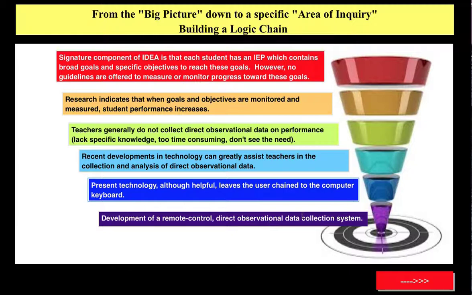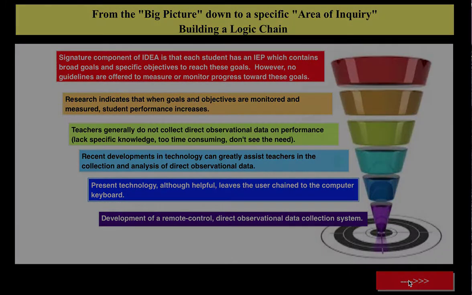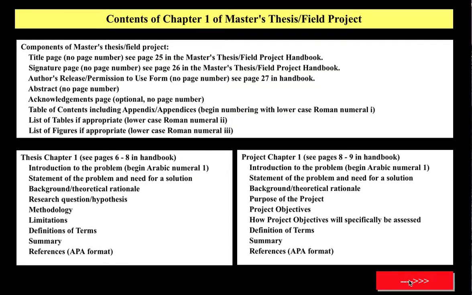So that's called the logic chain, and that's what you'll do with whatever your area of inquiry is. You'll come from the big picture all the way down logically to your specific area of inquiry. And you will put citations all along the way for each step in your logic chain. You will back it up with citations from existing research. Okay, so that's the big picture, and that's the logic chain. Now let's get down to the nitty-gritty.